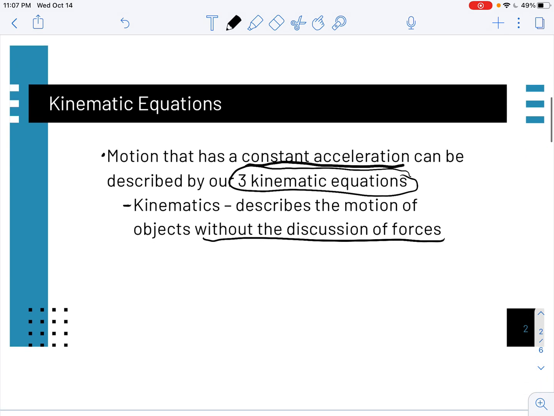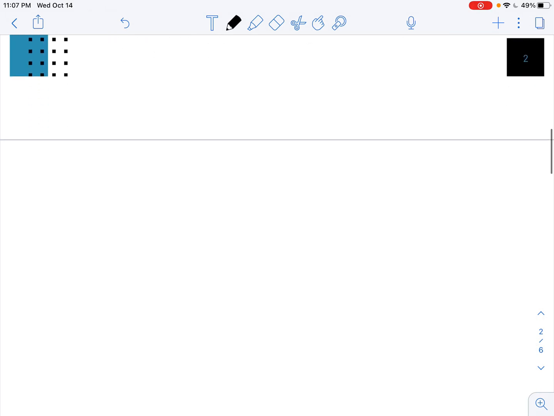So in looking at our kinematic equations, we're going to walk through today how physicists were able to come up with them. And the first one is actually an equation you guys have already seen before. So if we think back to our equation for acceleration, we said acceleration, and in this case we're dealing with our average acceleration, is equal to our change in velocity over our change in time.